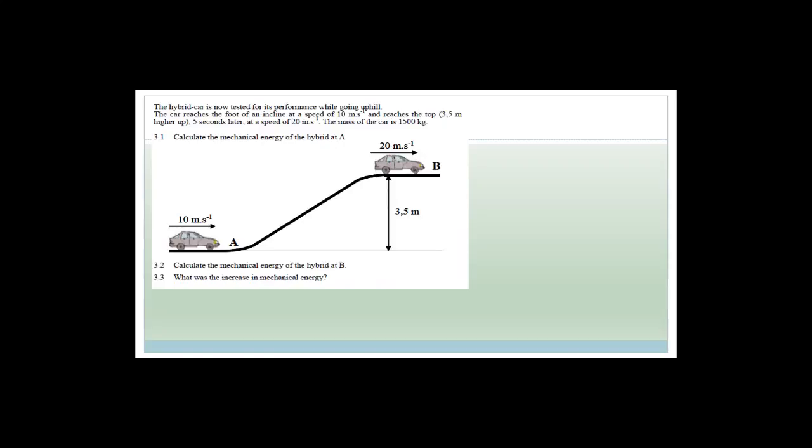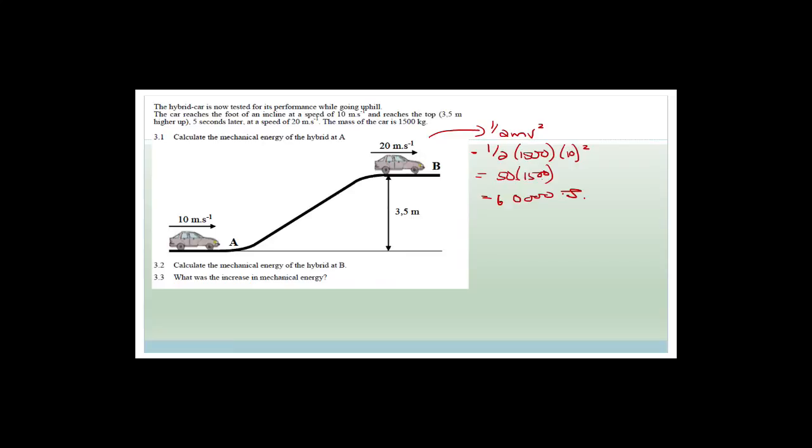First of all, it says calculate the mechanical energy of the hybrid at A. Okay, so the hybrid, do you agree, is on the ground. So since it's on the ground, it has no potential energy. It's only got kinetic energy. So in that case, at A, the energy is going to be a half m v squared, which is a half times the mass of the car, which is 1500, times its velocity, which is 10 squared. So it's going to be 50 times 1500. That's 3 noughts, and 5 times 15 is 75, so 75,000 joules. Okay, so that is the mechanical energy of the hybrid at A.